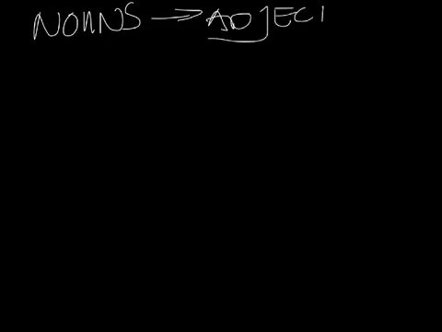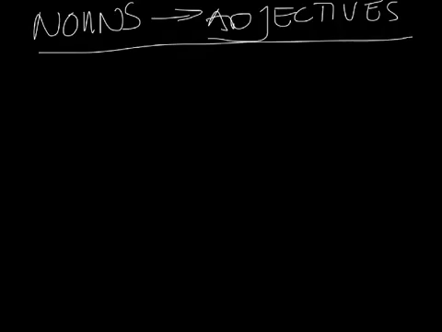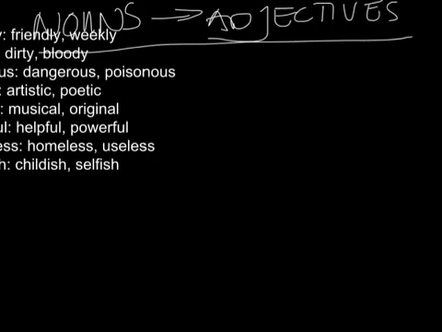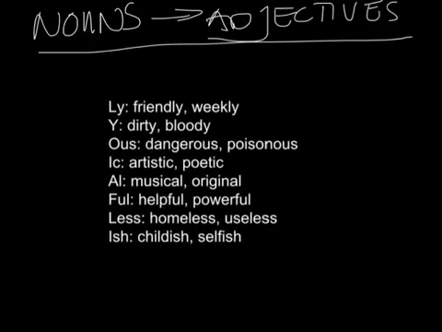And the other way around is also possible. So from nouns to adjectives, we have a set of suffixes that help us create adjectives. Friend becomes friendly by adding ly. Dirt becomes dirty by adding y. Danger becomes dangerous by adding ous. We'll take actually this one. Poet, the noun poet becomes poetic as an adjective. Music becomes musical as an adjective. Help, helpful. Home is the noun, homeless is the adjective. Child is the noun, childish is the adjective.